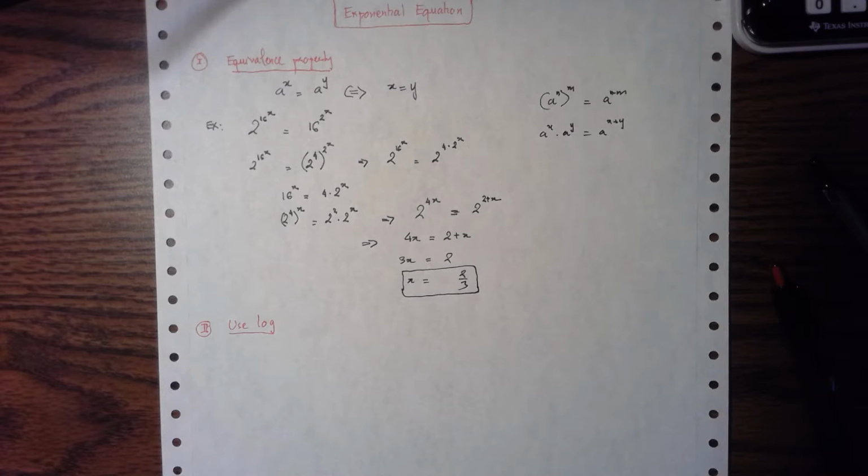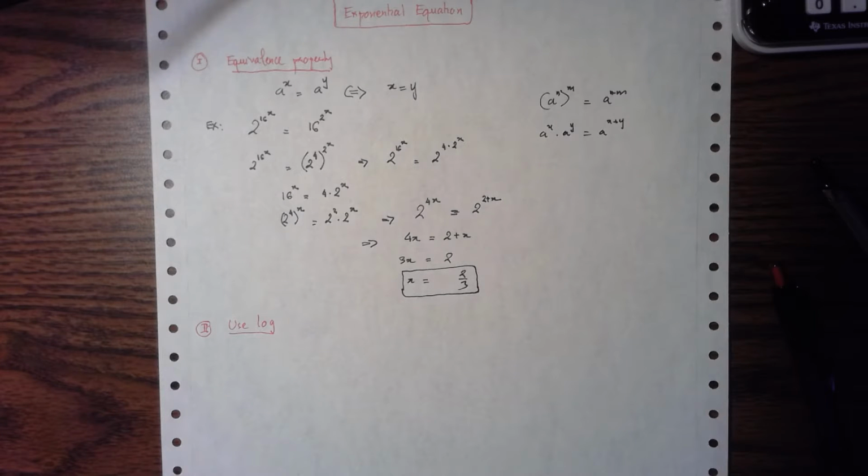How come we can use log when we solve exponential equations? Remember, log function and exponential function are inverses of each other. Okay, so they are related to each other. You look at the graph, you see that one is going up and the other one is reflected over the line y equal x. Because they're related to each other, we can use log to solve exponential equations easily.